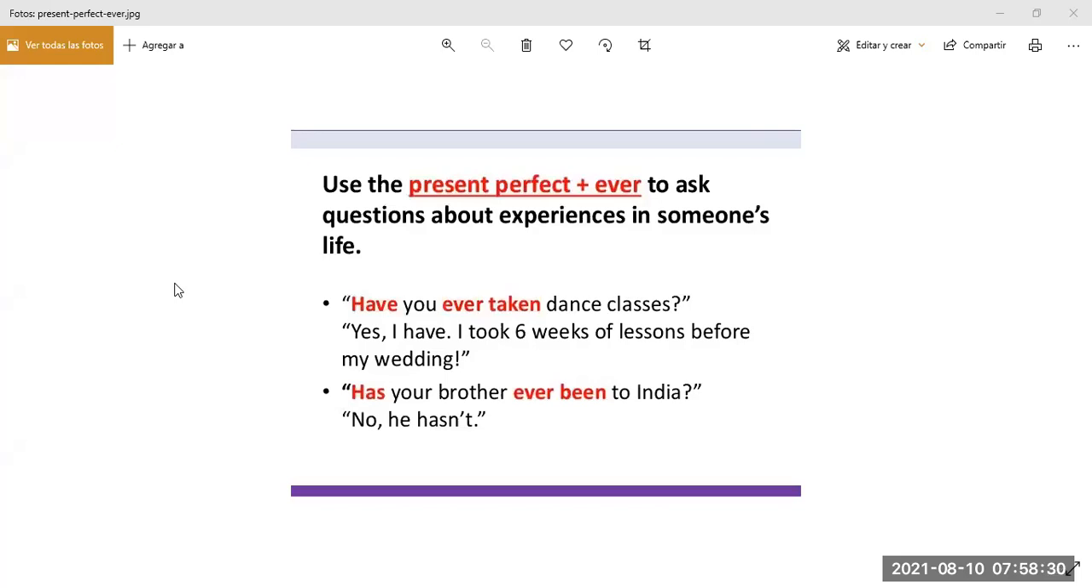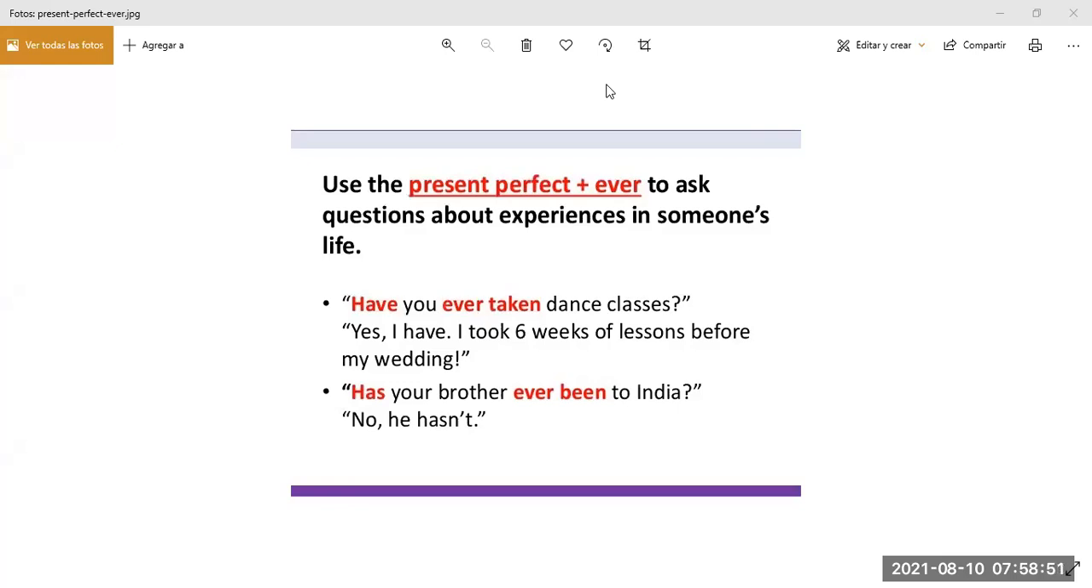We are going to use ever and never. I was telling Catherine that ever and never are used for experiences, when you want to talk about experiences in someone's life or about yourself.